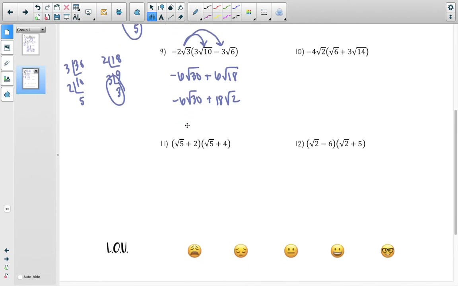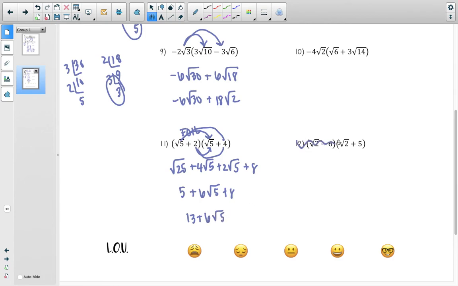All right, last problem. We're going to FOIL this. Anytime there's 2 parentheses, you have to FOIL. So we're going to take square root of 5 times the square root of 5, which is the square root of 25. Square root of 5 and 4, which would be 4 square root of 5. 2 and square root of 5 would just be 2 square root of 5. And then 2 and 4 would be 8. We know the square root of 25 is 5, and it'd be 6 square root of 5 plus 8. So we just add the 5 and 8 together. It's a 13, and the order does not matter.